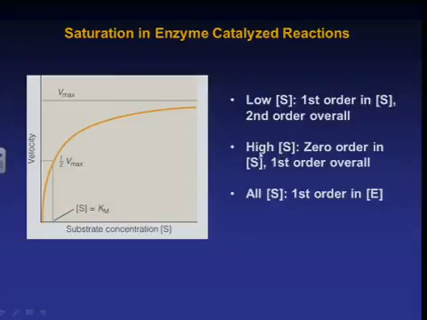Now we get to a high substrate concentration. We're up here where we double or whatever the concentration of substrate, and we're not seeing that be reflected in a change in the velocity. At that point, at high substrate concentrations, we're zero order with respect to S, but we're still first order with respect to enzyme. So that's a first order overall reaction at that point. All right?